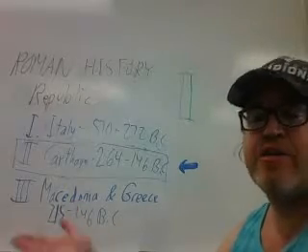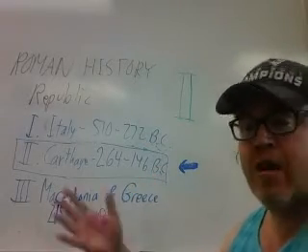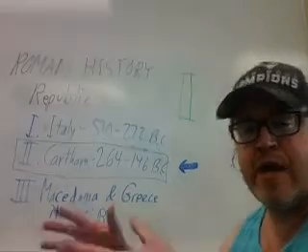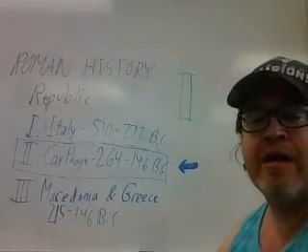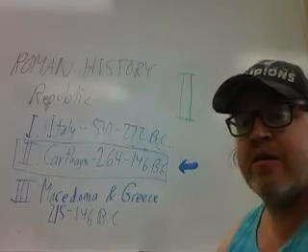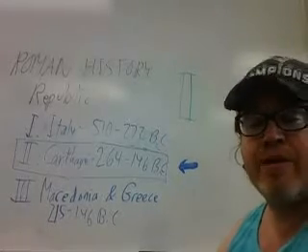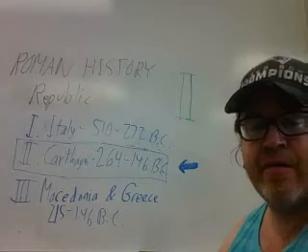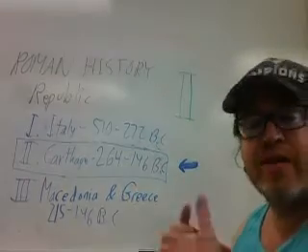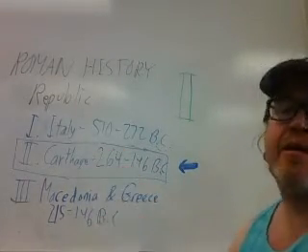So the 12 tables eventually receded to the background, but they were always there and could always be referred to as the basis of Roman law as needed, and also are among our earliest examples of Roman writing and Roman inscription that we have surviving. However, Roman literature, as we think of it, comes from the next period.